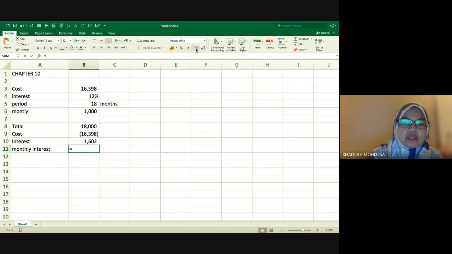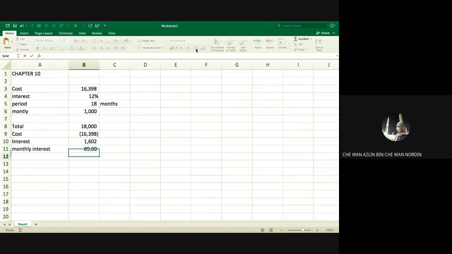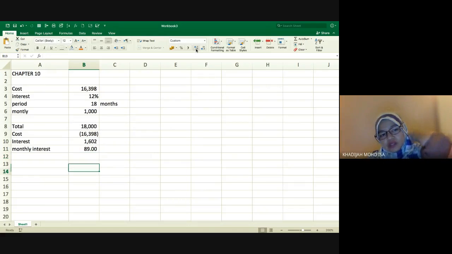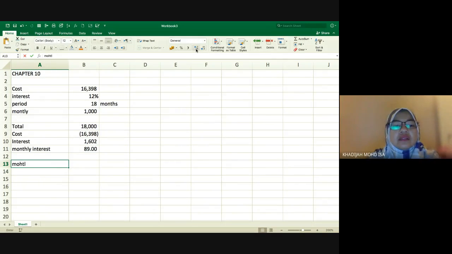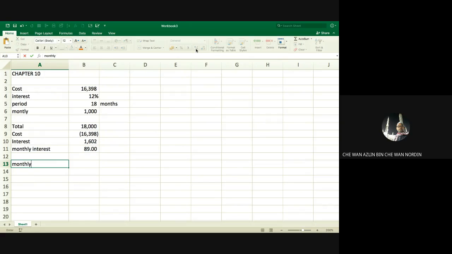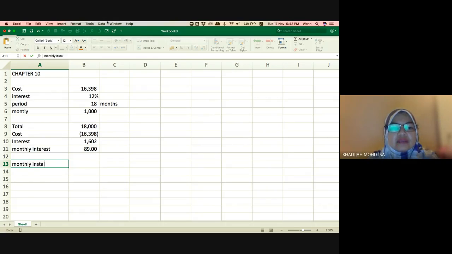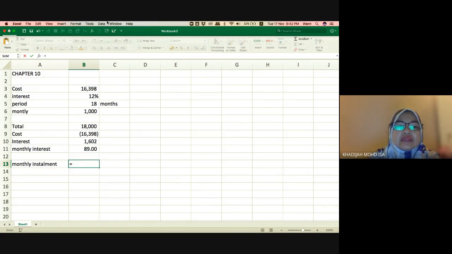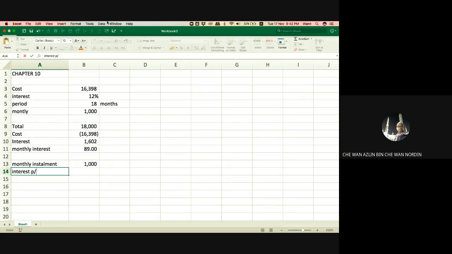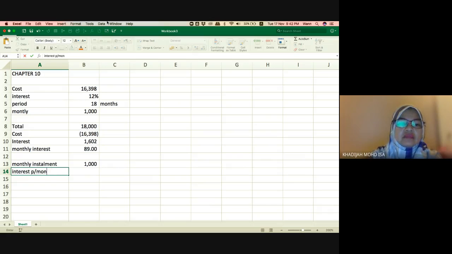89 ringgit. Ah, betul. So 89 ringgit, yes. Kan? But remember that what you pay on a monthly basis, monthly you pay how much? 1,000. The monthly installment that you pay is 1,000. Right? So the interest that you pay per month? 89 ringgit.